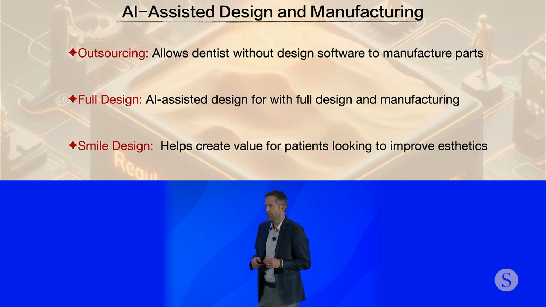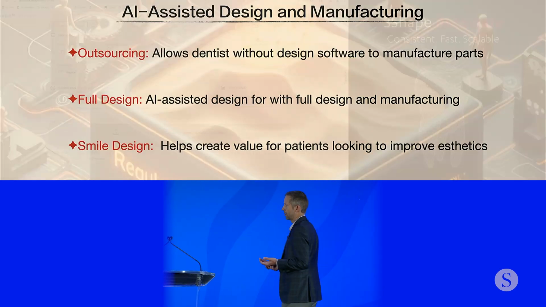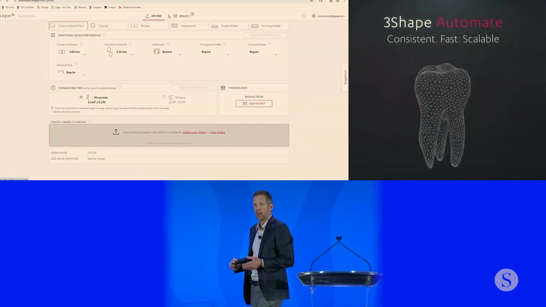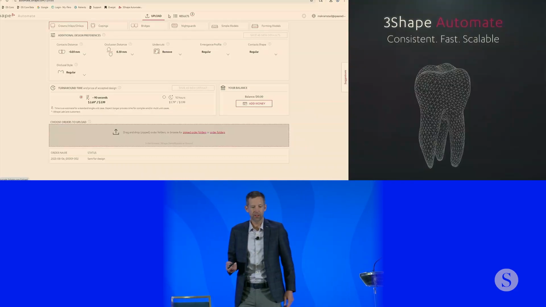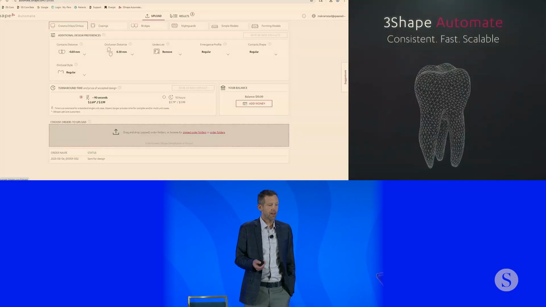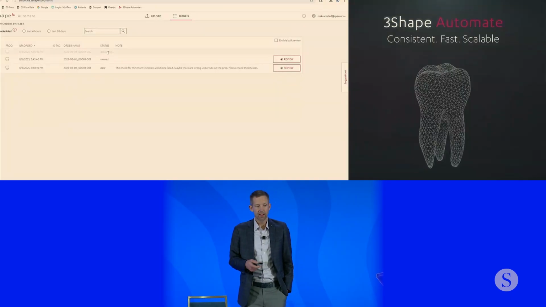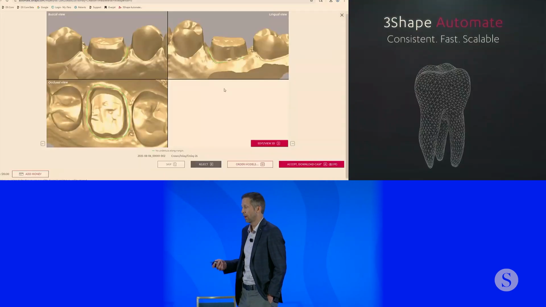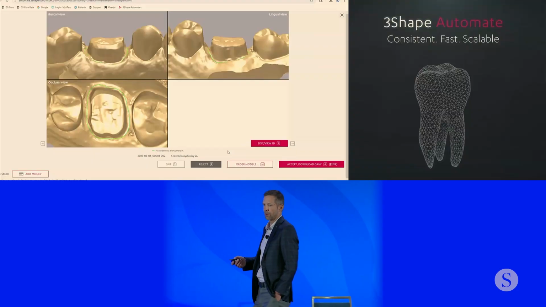Now, with outsourcing, this would be, for instance, if you did not have a software, you could just take a scan of a patient. You could send it, this example is 3Shape Automate. It actually works pretty well. And for a fee, you can just upload your scans. They will design your crowns, and they will send it back as an STL file for you to either 3D print, or you can actually mill in your office.